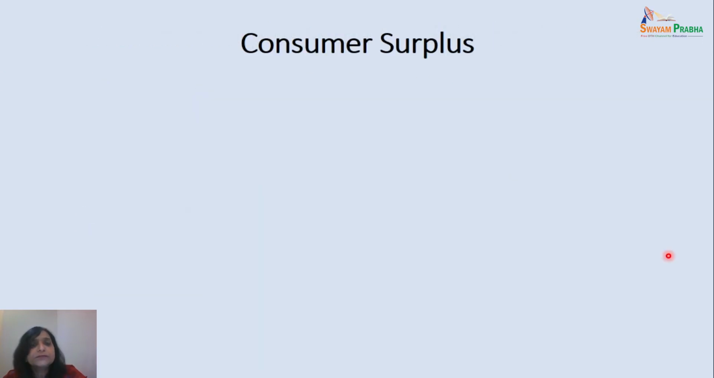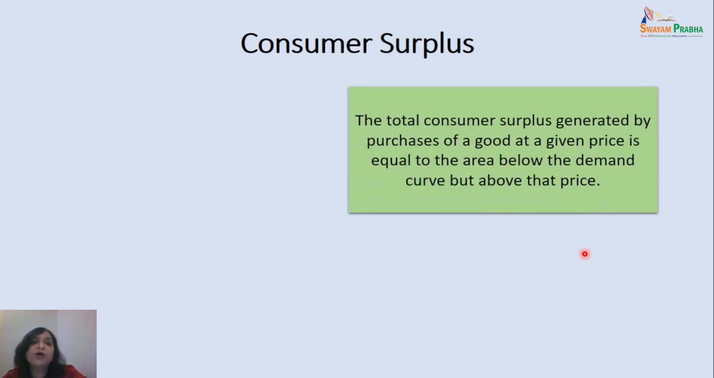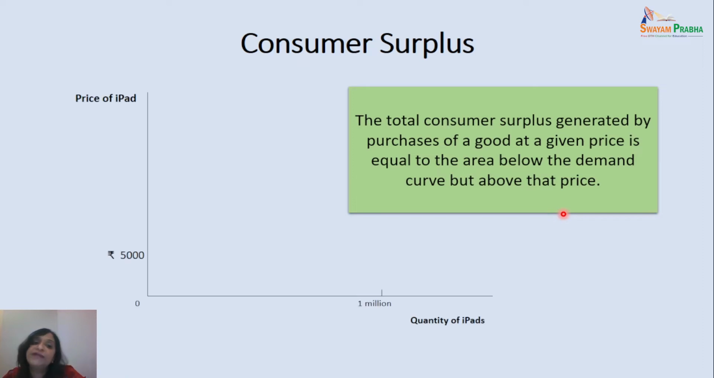Another way of depicting this consumer surplus is with the help of this demand curve, where we are relaxing the assumption of having only three consumers. We say that the total consumer surplus which is generated by purchase of a good at the given price is equal to the area which is below the demand curve but above that price. Now let us see what we mean by that.